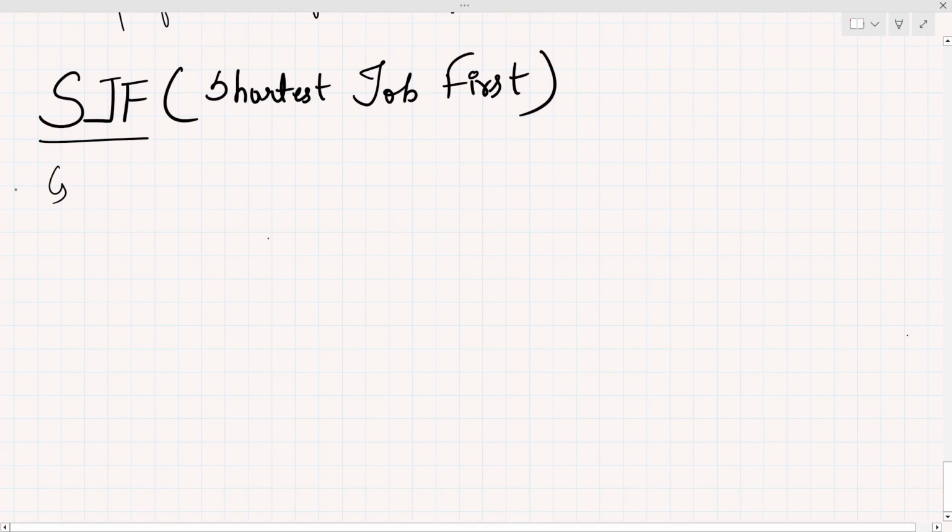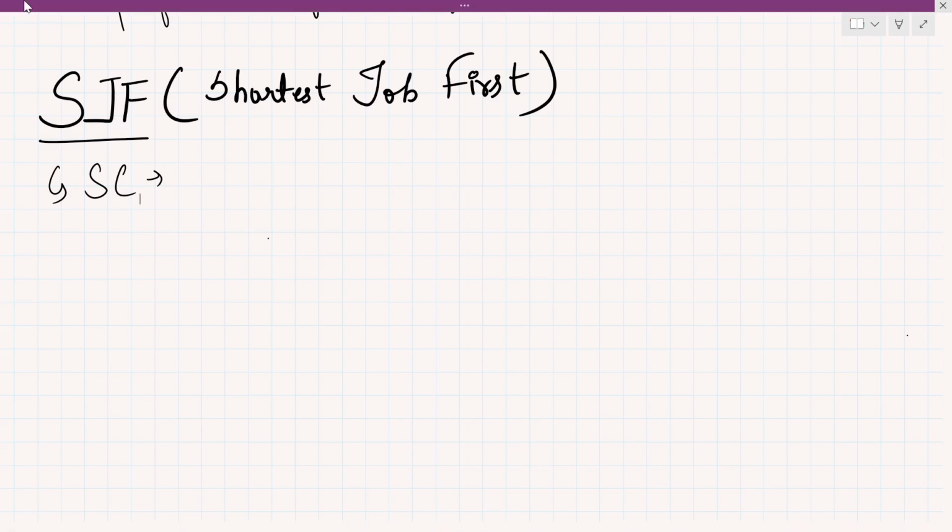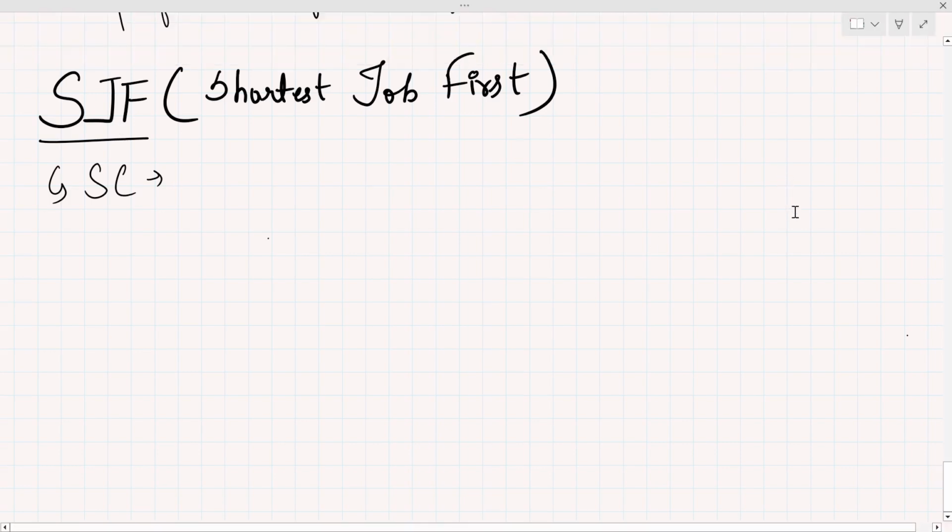In SJF, the thing to know is the scheduling criteria. SC means scheduling criteria. The scheduling criteria in shortest job first is that whichever process has the smallest burst time will get the CPU first. Not like in FCFS, where we depend on arrival time. Here we depend on burst time.